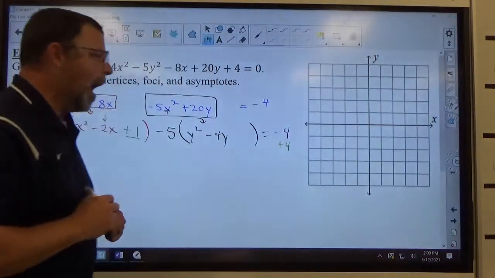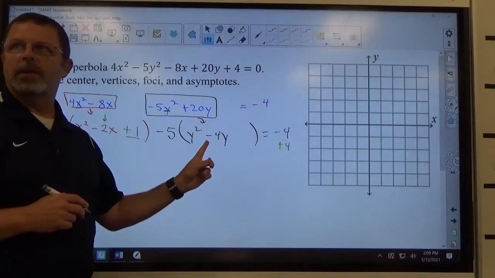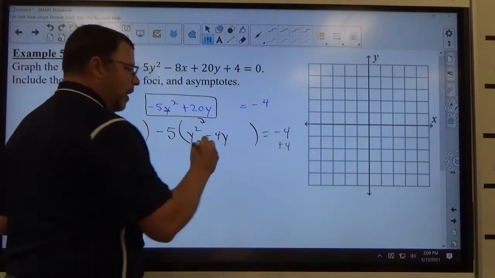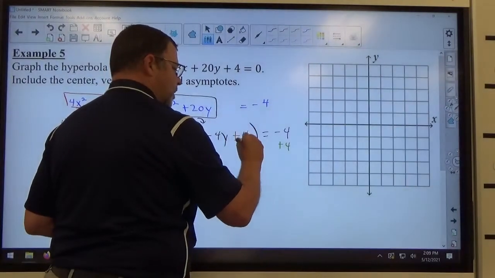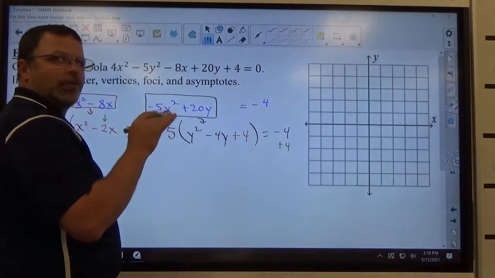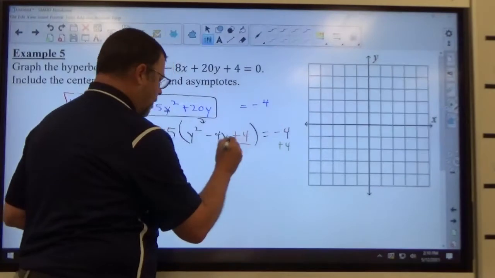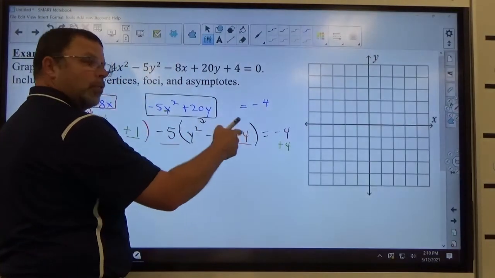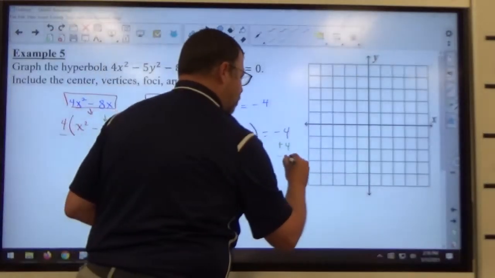All right. Half of 4 is? 2. And 2 squared is? 4. So I have to do plus 4 inside the parentheses. The actual value change to the right-hand side, though, is positive 4 times negative 5, which is negative 20. So I have to put a negative 20 on this side.